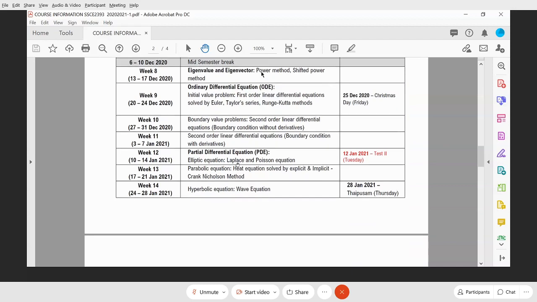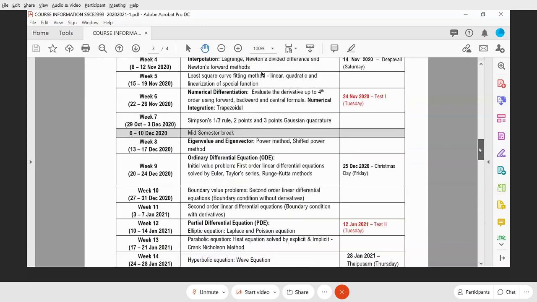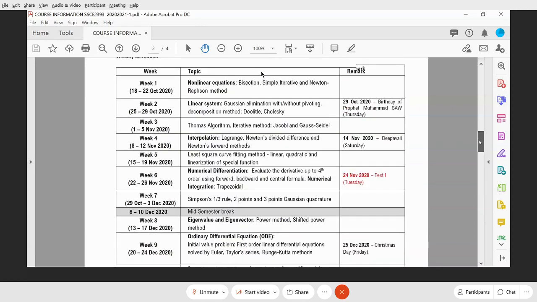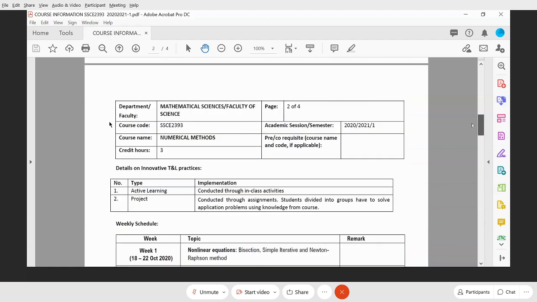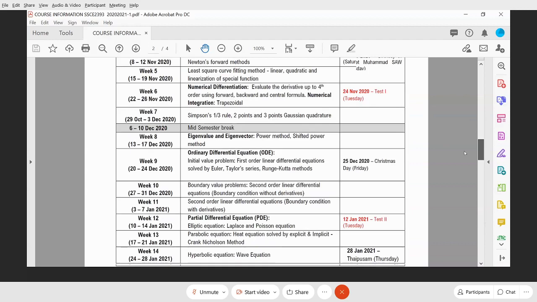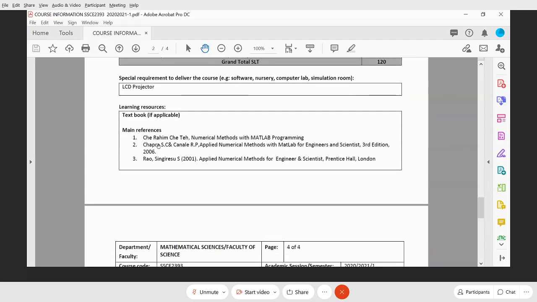If you can recall, if it rings a bell: wave equation, heat equation, Laplace and Poisson. Basically it is slightly the same problem but a different approach. The numerical approach. So that's on the weekly schedule.